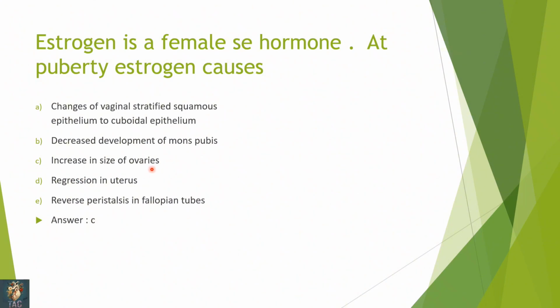There is increase in size of the ovary, yes, because of the estrogen hormone, the different follicles are recruited and they start to develop and the size of the ovaries increases. There is regression in uterus? No. And reverse peristalsis in fallopian tube? Again, this is the wrong option. So increase in size of the ovary is the correct option.